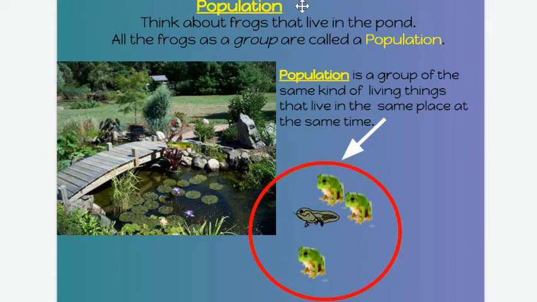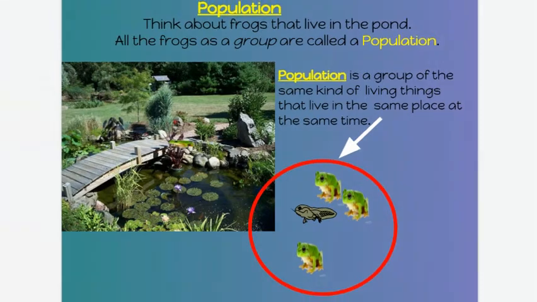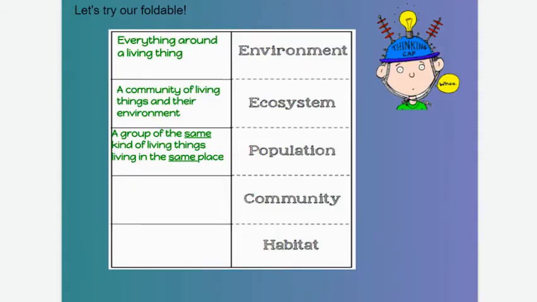What's a population? Think about the frogs that live in the pond. All the frogs as a group are called a population. A population is a group of the same kind of living things that live in the same place at the same time. See this group of frogs? They are a population of frogs that live in the pond. So, what's a population again? It's a group of the same kind of living things living in the same place.